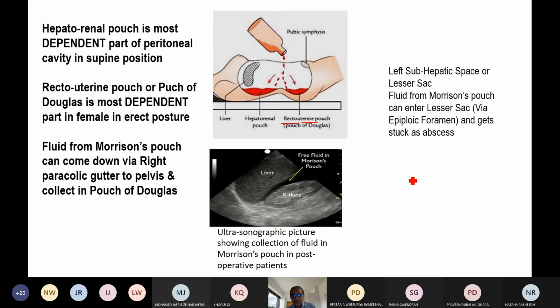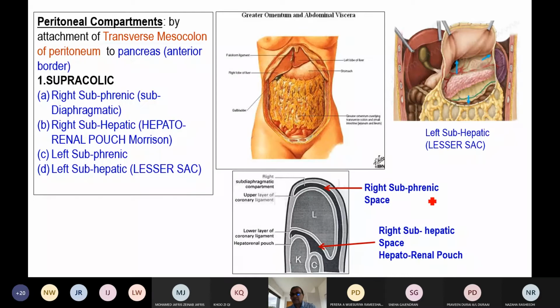And naturally, if you go to the previous picture, if it collects here between the right lobe of the liver and kidney, it may enter into the lesser sac also. Why? Because behind this part, remember in the previous lecture I told you there is an opening here, and this is called the epiploic foramen. So through the epiploic foramen, the fluid actually can enter from the hepatorenal pouch into the lesser sac.